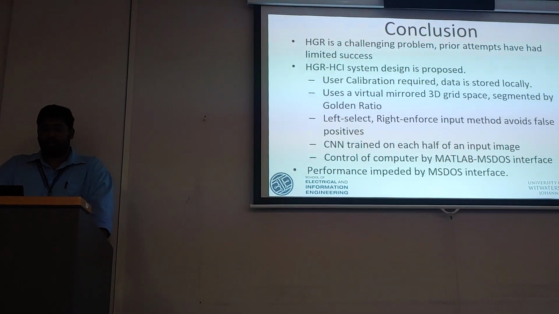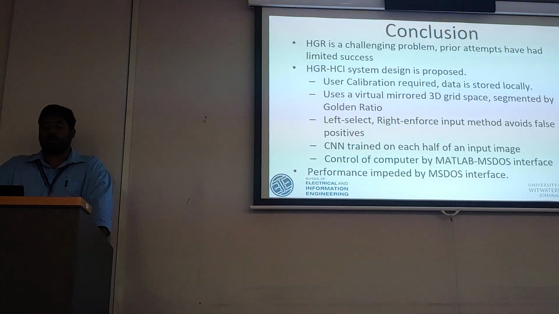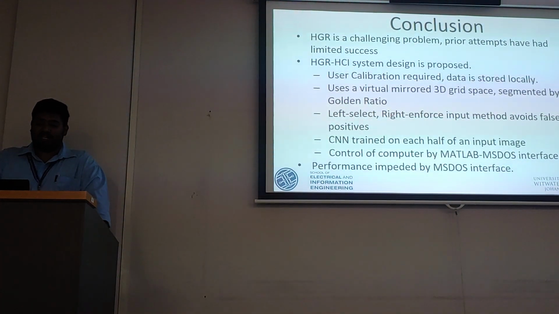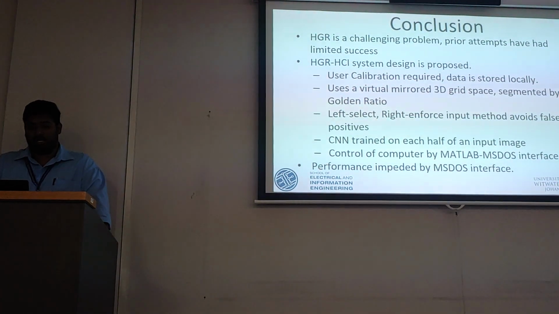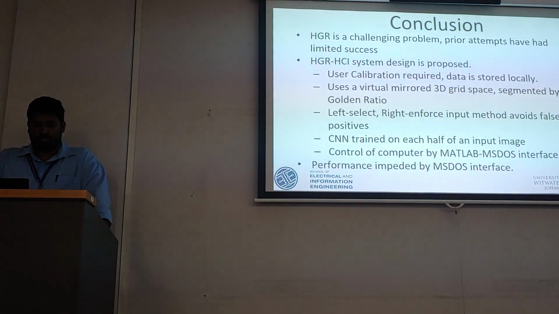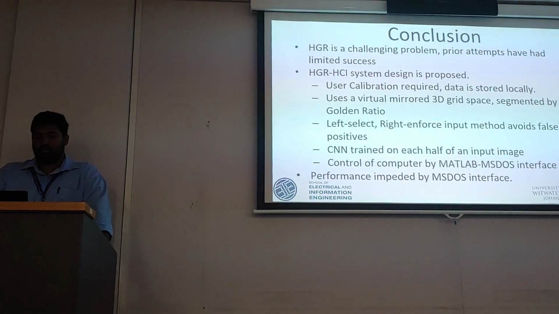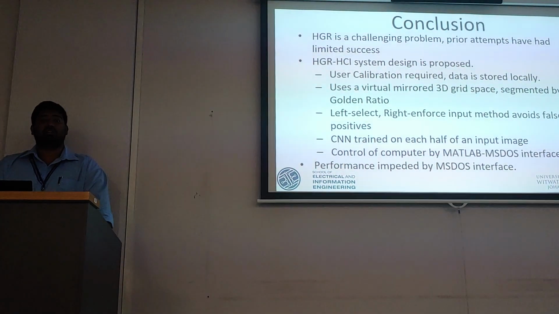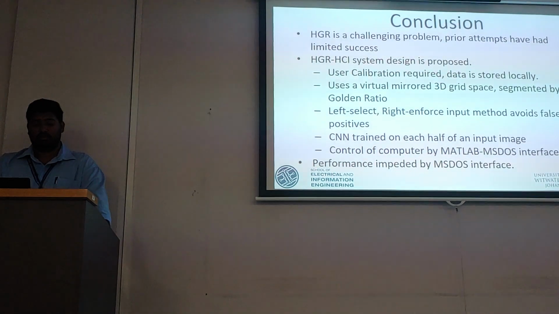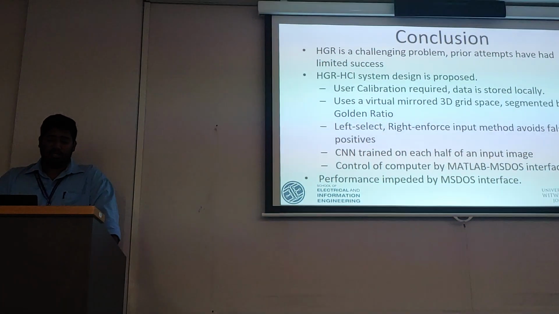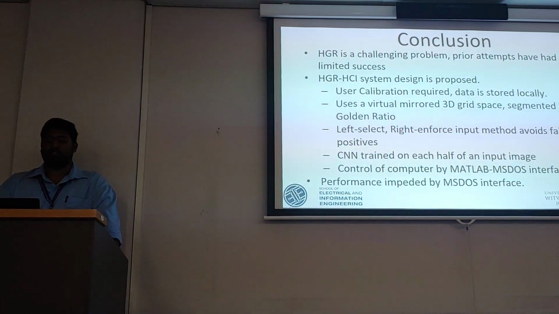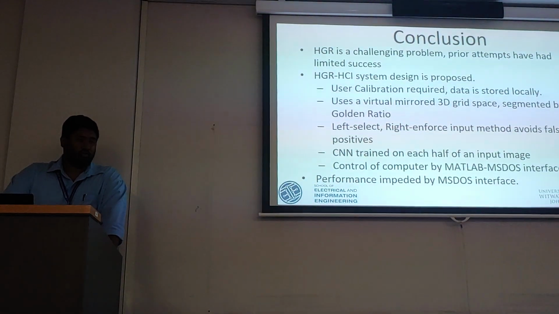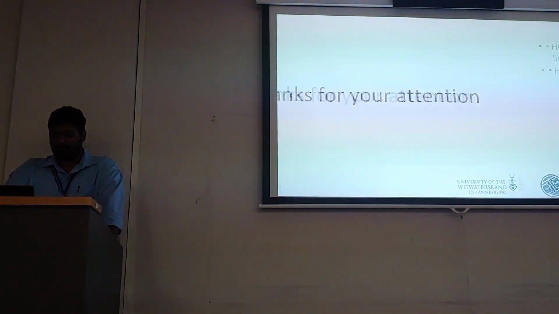In conclusion, hand gesture recognition is a challenging problem, and prior attempts have had limited success. The HDR HCI system that we've proposed uses user calibration and stores the user's data locally. It uses a virtual mirrored 3D grid space, which is segmented by the golden ratio, and a left select, right enforce input method just to avoid false positives. The CNN is trained on each half of the image and controls the computer by means of the MATLAB image class interface. However, the performance was impeded by this interface. Thank you very much.